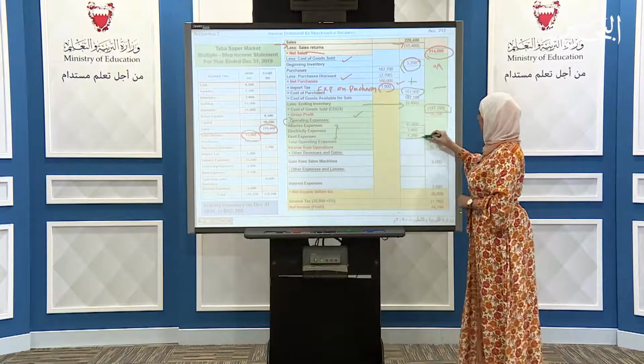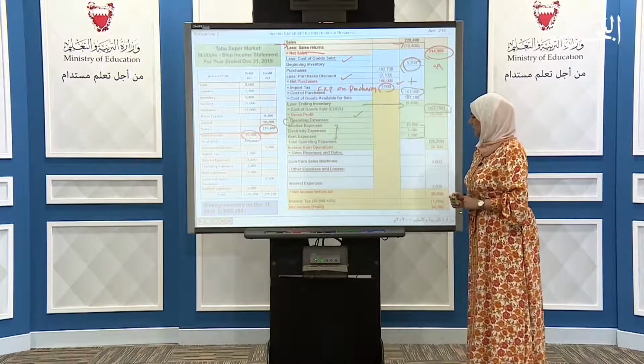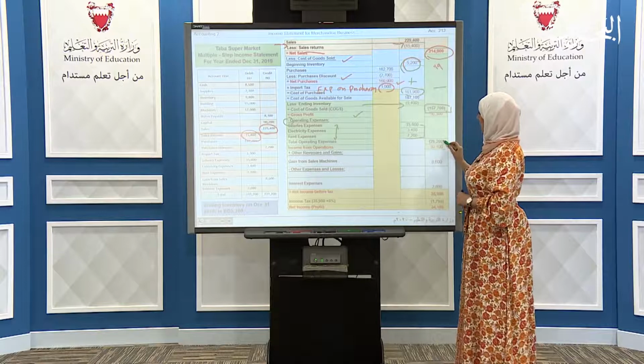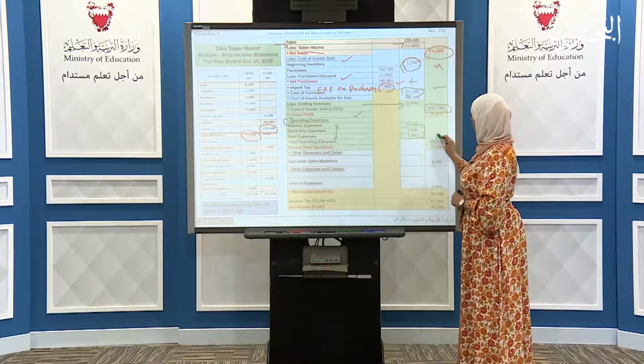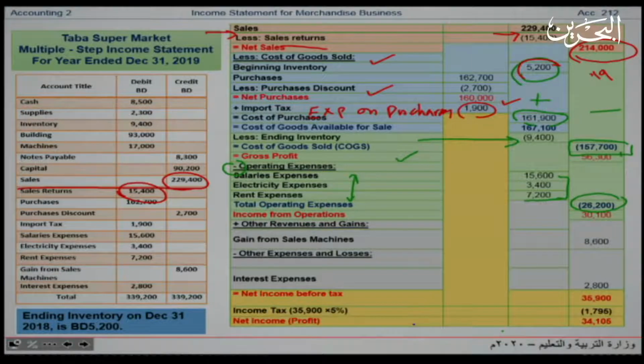The total of the operating expense will be 26,200. And if I subtract the total of operating expense from the gross profit, I will get the income from operation, and it will be 30,100.